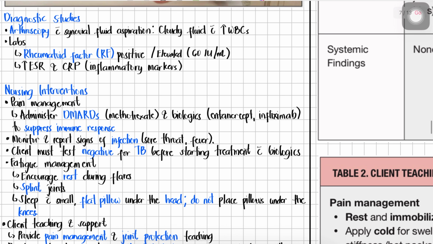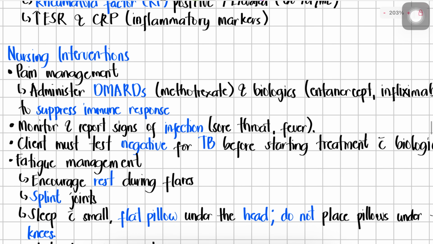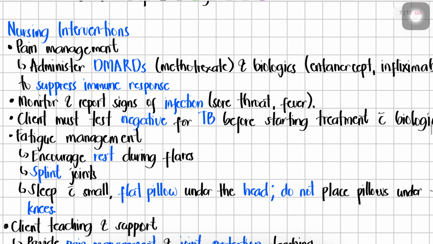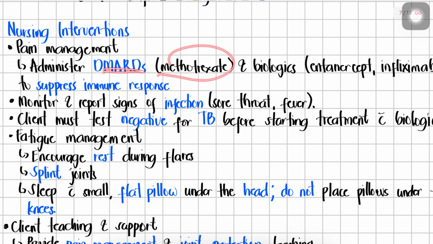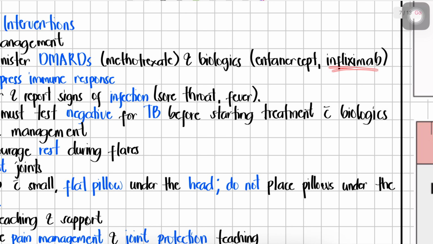Now since na-diagnose na yung patient, meron nga siyang rheumatoid arthritis, what are the nursing interventions natin sa mga patient na may rheumatoid arthritis? Since there is pain na nararamdaman ang patient natin, we manage the pain by administering DMARDs such as your methotrexate, and biologics naman such as your etanercept, adalimumab, or infliximab.